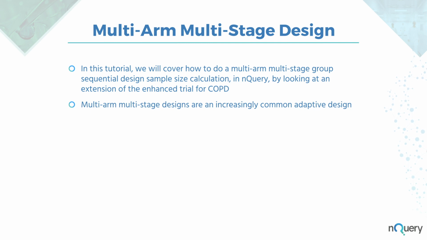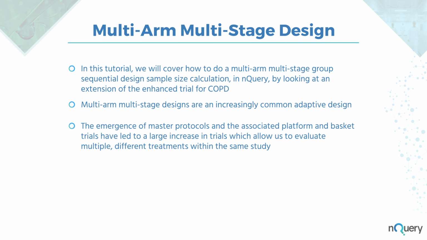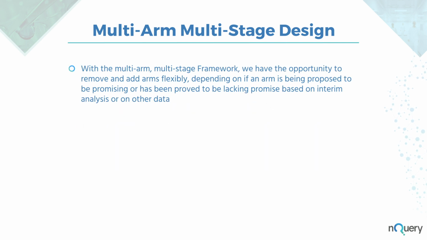Multi-arm, multi-stage designs are an increasingly common adaptive design, as the emergence of master protocols and the associated platform and basket trials have led to a large increase in trials which allow us to evaluate multiple different treatments within the same study. With the multi-arm, multi-stage framework, we have the opportunity to remove and add arms flexibly depending on if an arm is being proposed to be promising or has been proposed to be lacking promise based on interim analysis or on other data.